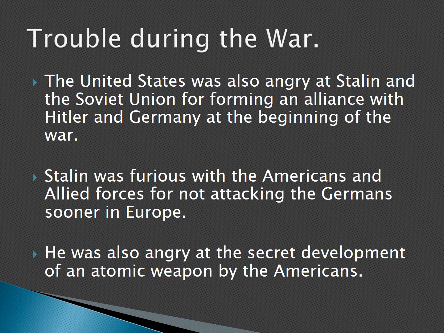On the flip side, Stalin was furious with the Americans and Allied forces for not attacking the Germans sooner in Europe. He believed that they should have taken quicker steps to prevent a possible invasion of the Soviet Union. And he was also angry that the Americans had been secretly developing an atomic weapon. So he was annoyed that we didn't tell him about that as well.